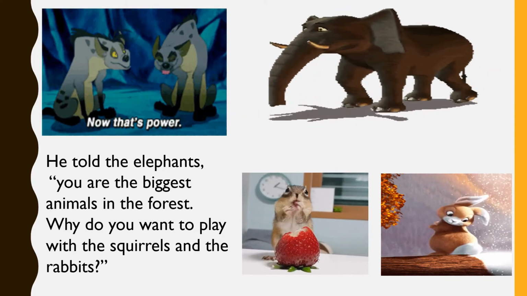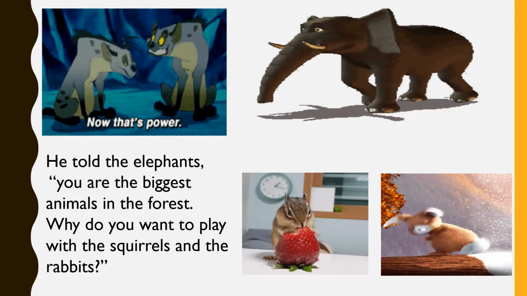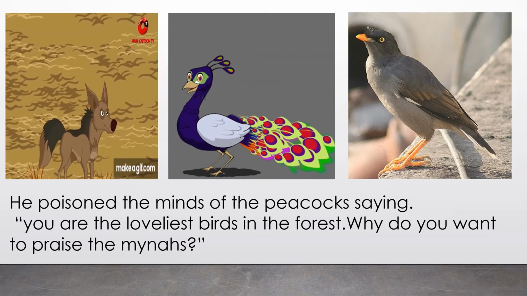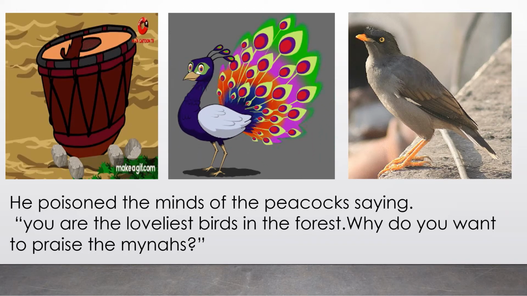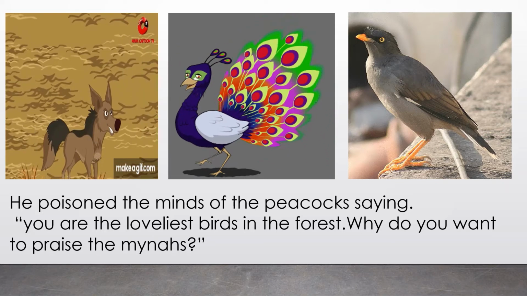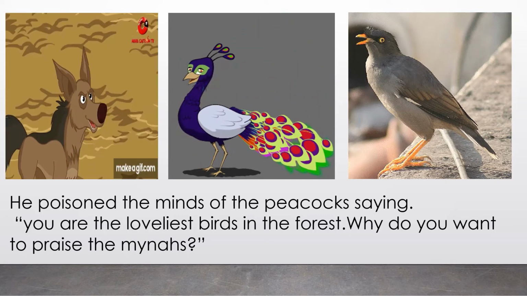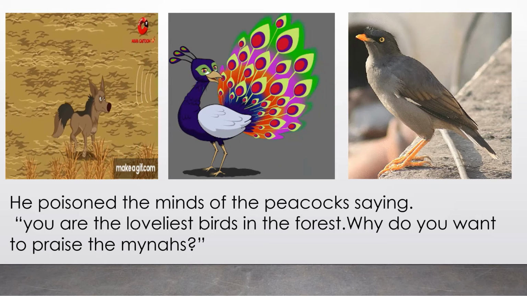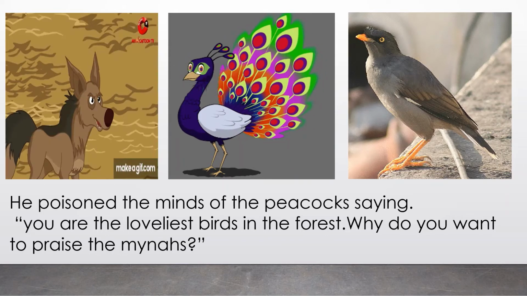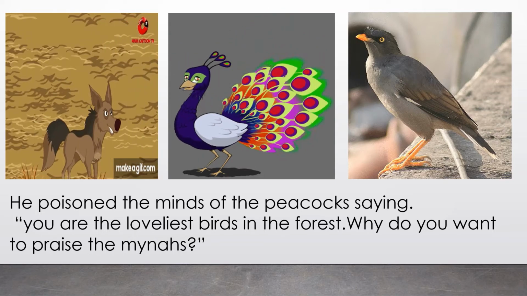So he just poisoned the mind of the elephant. Now he poisoned the minds of the peacocks, saying, "You are the loveliest birds in the forest. Why do you want to praise the miners?" As we discussed earlier, peacocks are very beautiful because of their colorful feathers. So, using this special feature, he poisoned their minds, saying that they are the loveliest birds in the forest, but why do you want to praise or admire the talent of miners, which is a very short little bird and also black in appearance.